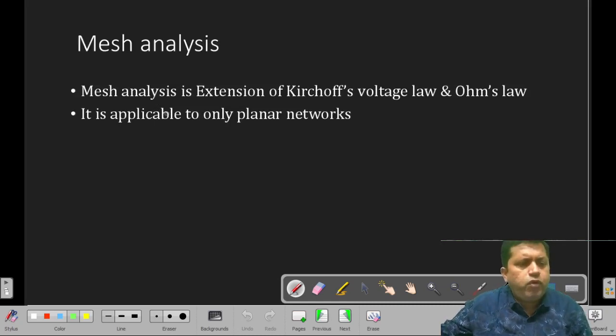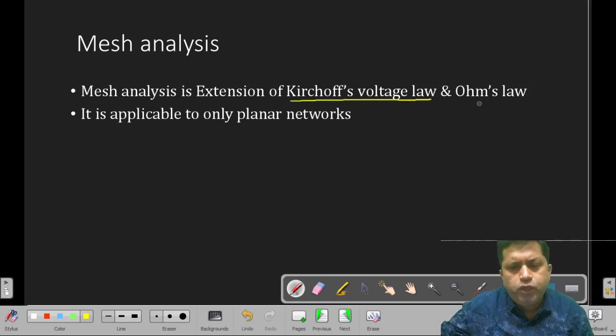So first of all, what is mesh analysis? Mesh analysis is an extension of Kirchhoff's voltage law and Ohm's law. There are two laws, Kirchhoff's current law and Kirchhoff's voltage law. So you use these two laws to apply mesh analysis.